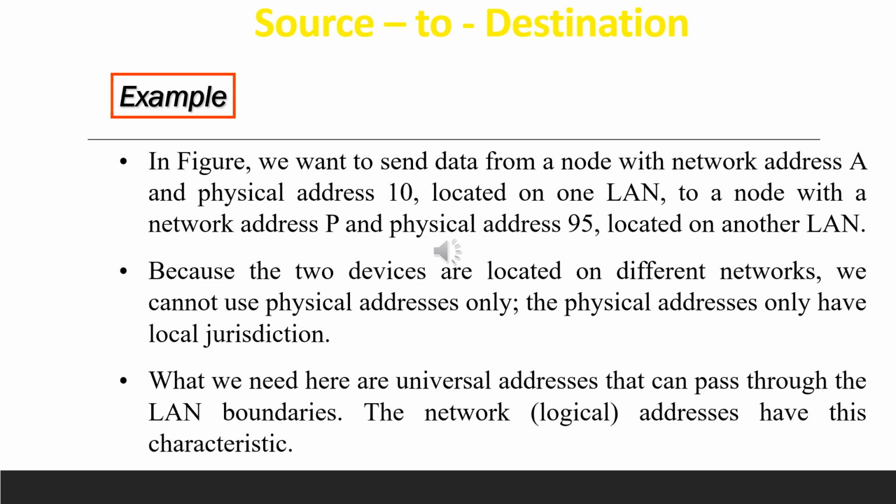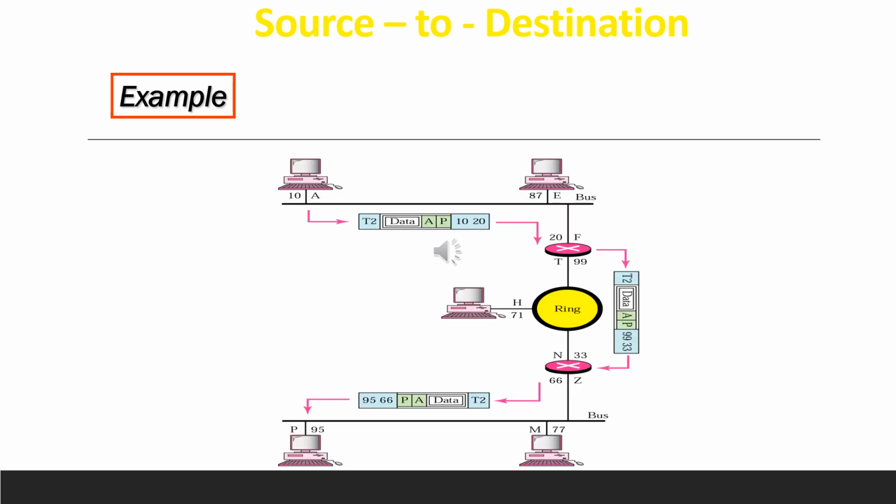Because the two devices are located on different networks, we cannot use physical addresses only. The physical addresses only have local direction. What we need here are universal addresses that can pass through the LAN boundaries. The network addresses have this characteristic. Now, as I said, at data link layer we only require physical addresses, but at network layer we require logical addresses. Here A and P are logical addresses and 10 and 95 are basically physical addresses.